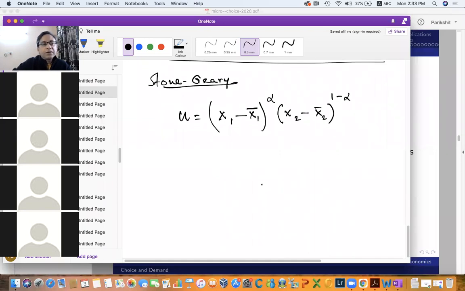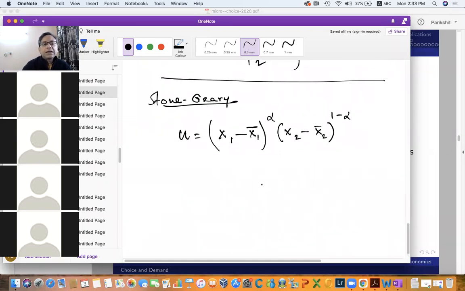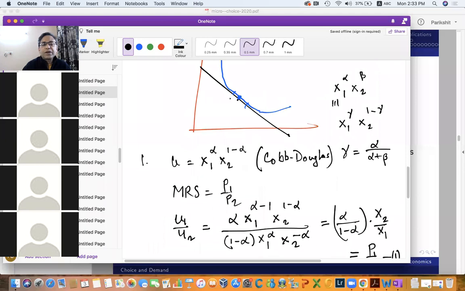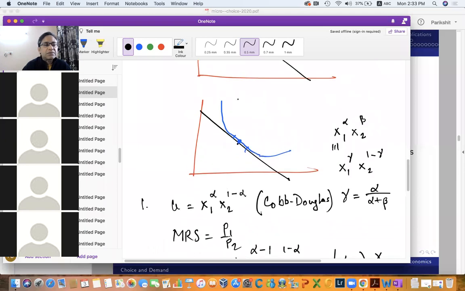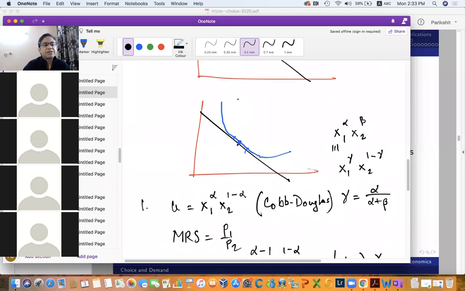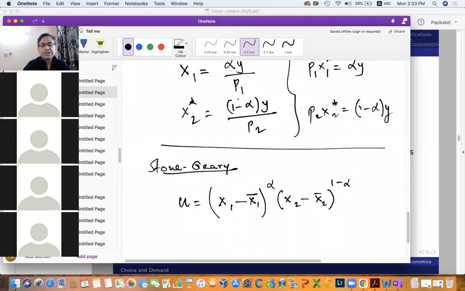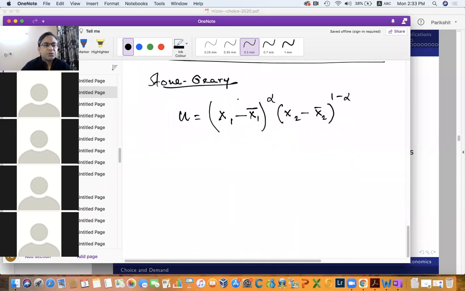Okay, now these are the easy cases when you have nice interior solutions. The tangency condition characterizes what the optimal choice is and leads us straight to demand functions, or what we'll call Marshallian demand functions.